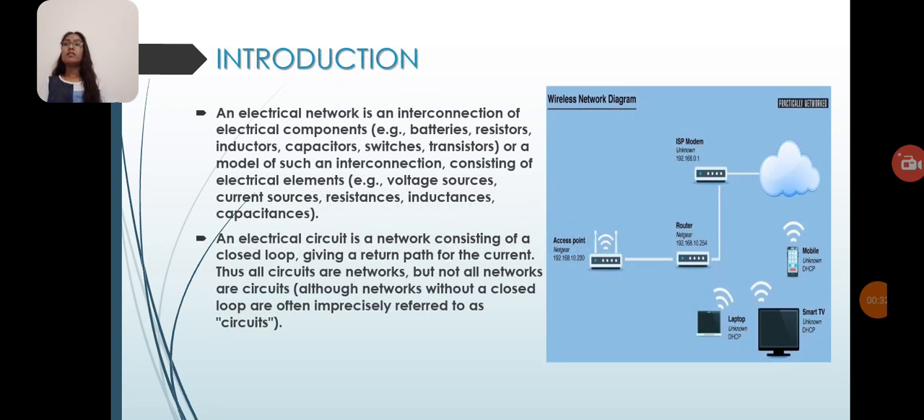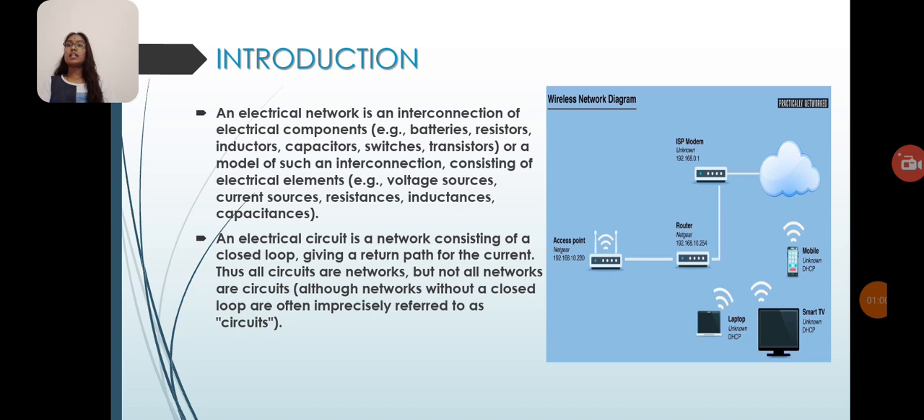First, in the introduction, let's know about what electrical networks are. An electrical network is an interconnection of electrical components, for example batteries, resistors, inductors, capacitors, switches, transistors, or a model of such an interconnection consisting of electrical components, for example voltage sources, current sources, resistances, inductances, and capacitances.